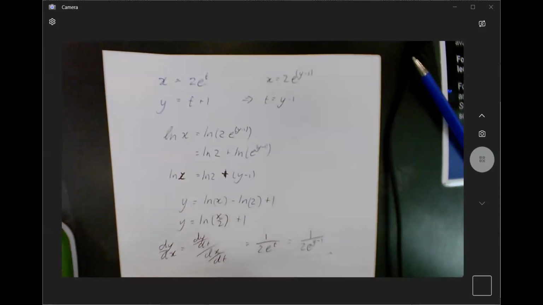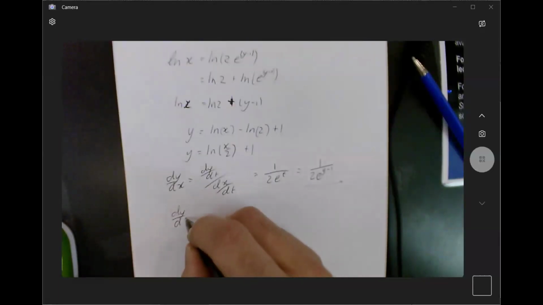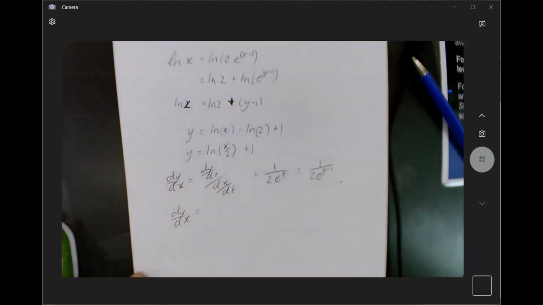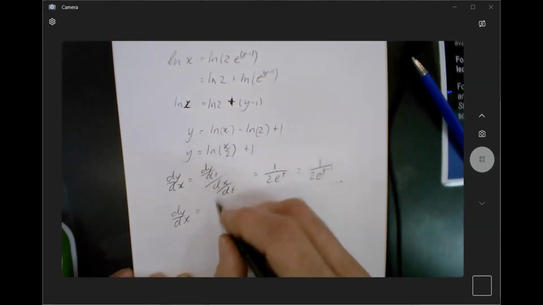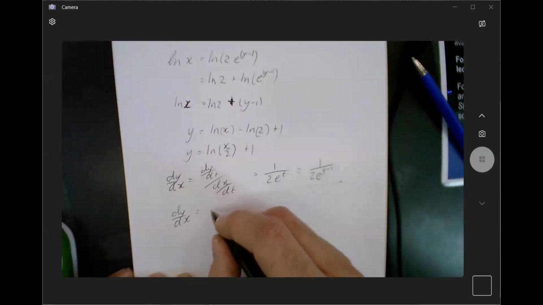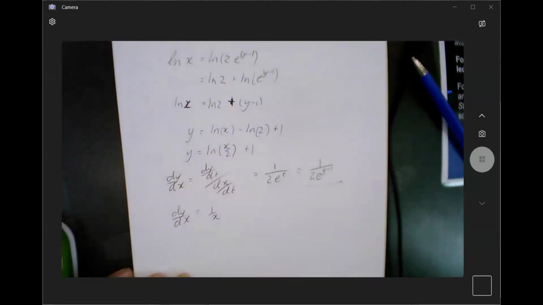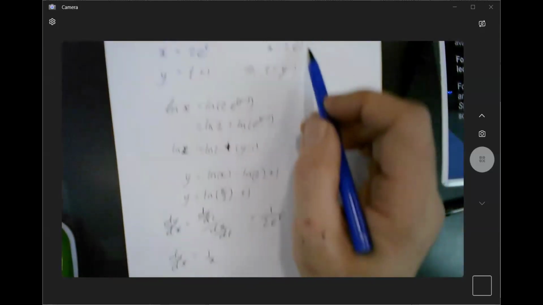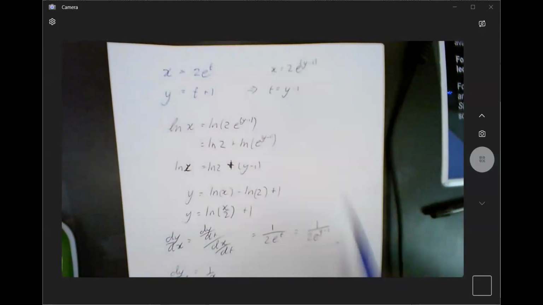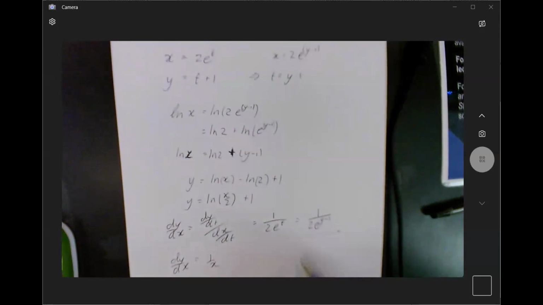Or if I was to differentiate that, so if I do dy on dx, so when I differentiate, it's going to work out to be 1 on x. That's interesting. See how up here, I said x is equal to this, which is exactly that. This thing is actually equal to 1 on x.